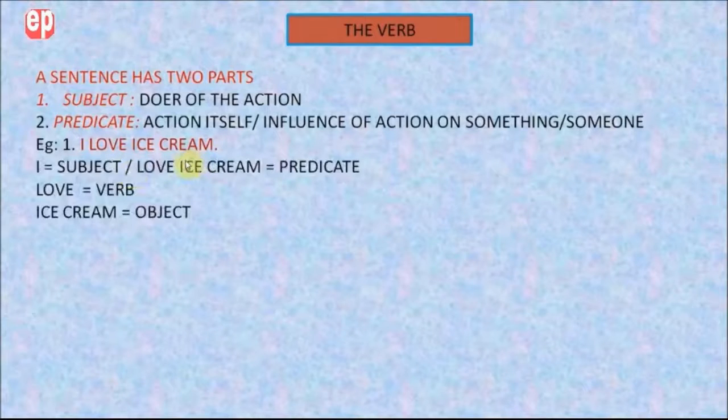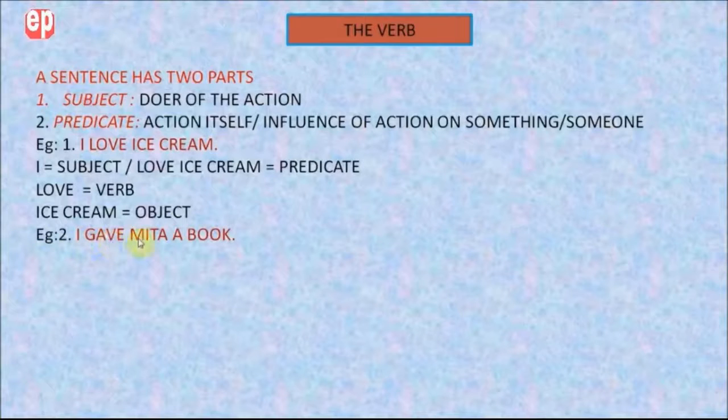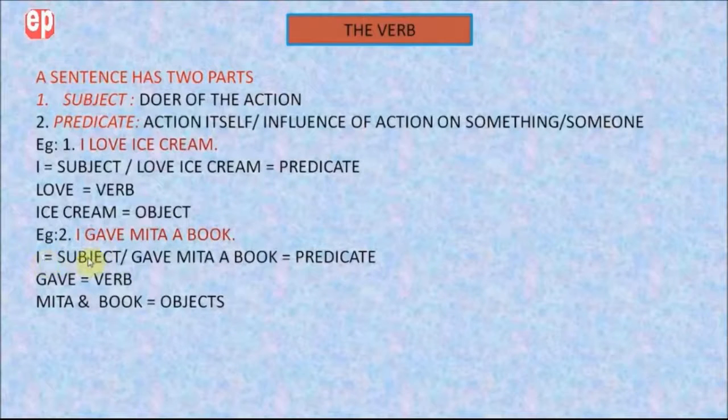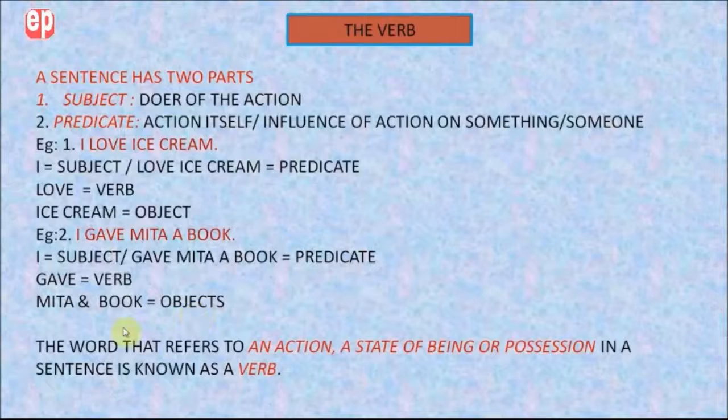I love ice cream. Here I is subject, love ice cream is predicate, and in this sentence, love is verb and ice cream is an object. Let's see another example. I gave Meeta a book. Here I is subject, gave Meeta a book is predicate. In this sentence, gave is verb, Meeta and book are objects. So we can say the word that refers to an action, a state of being or possession in a sentence is known as verb.